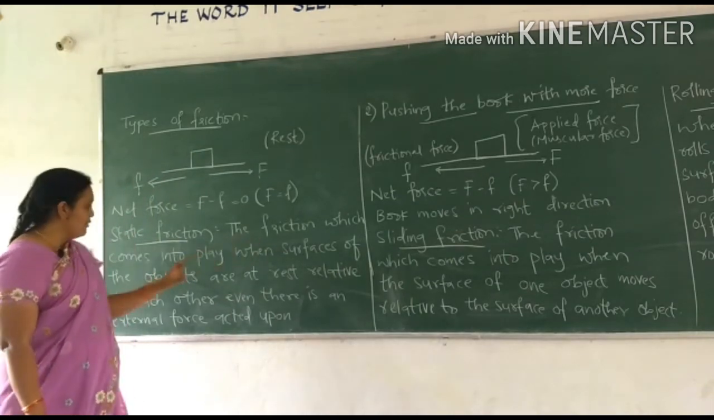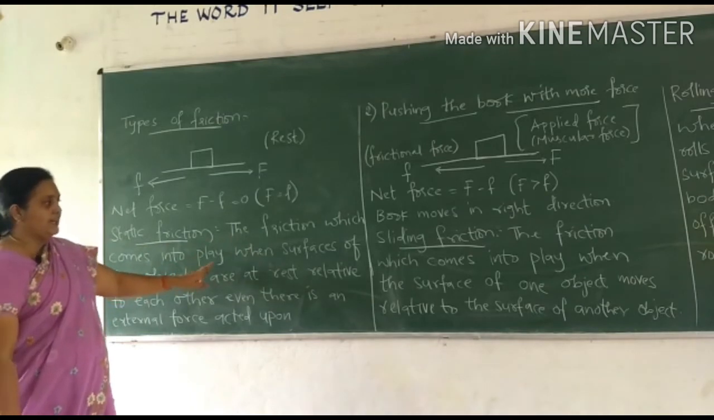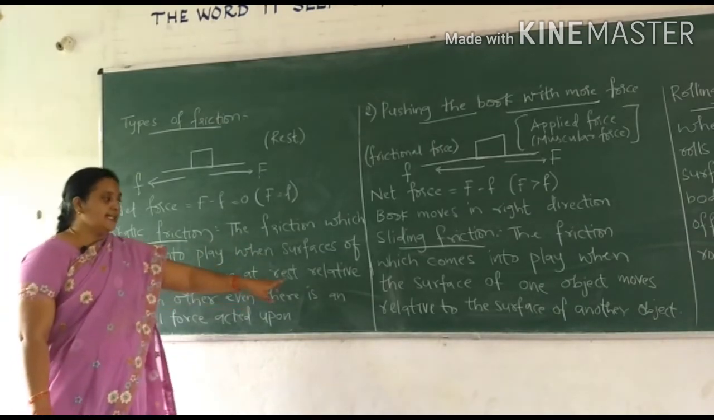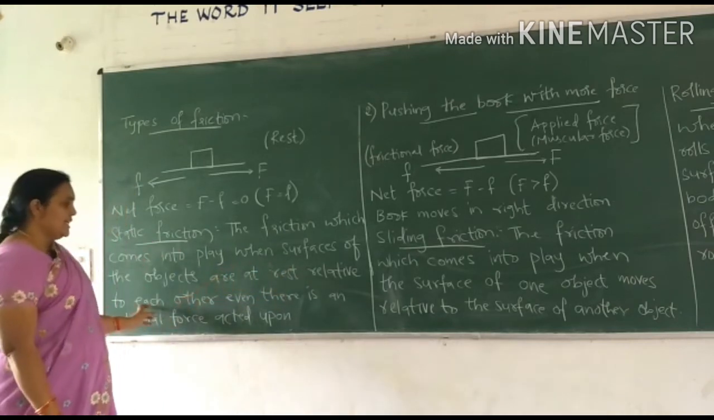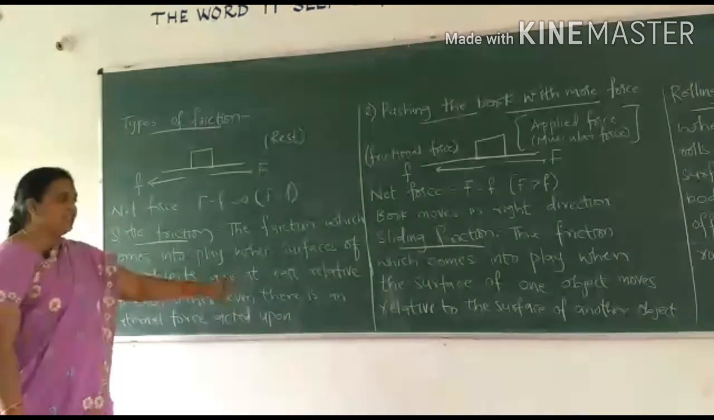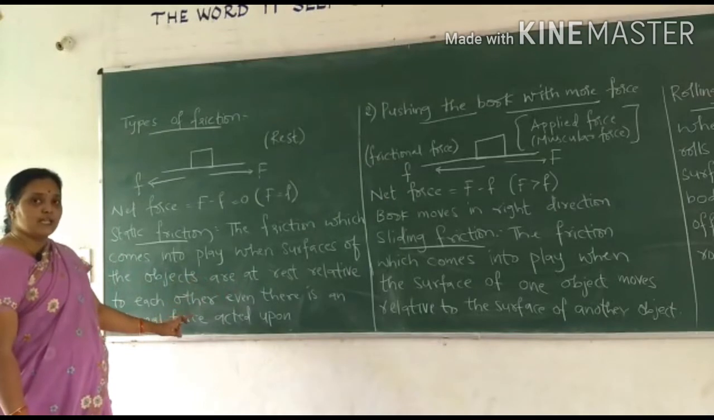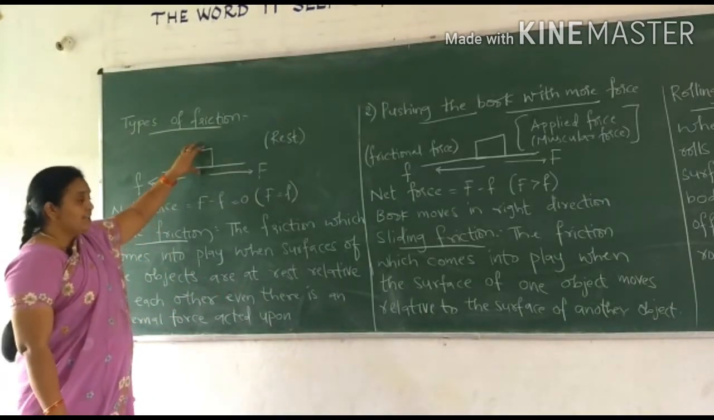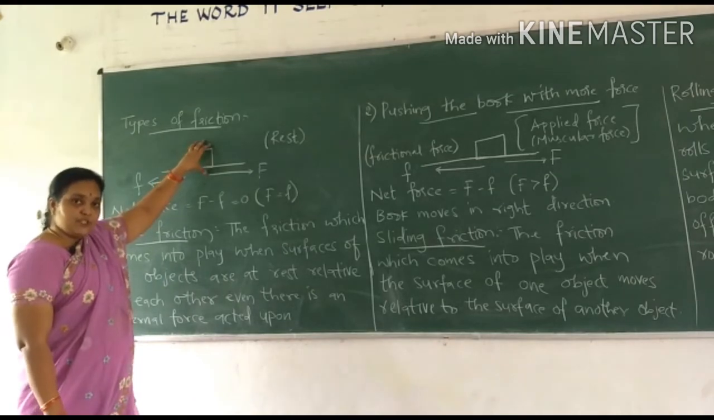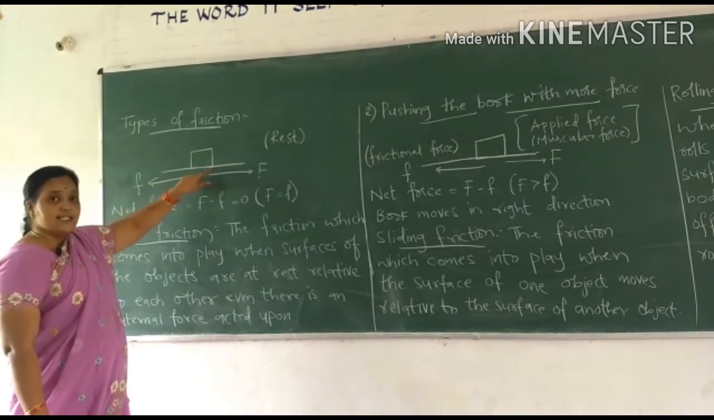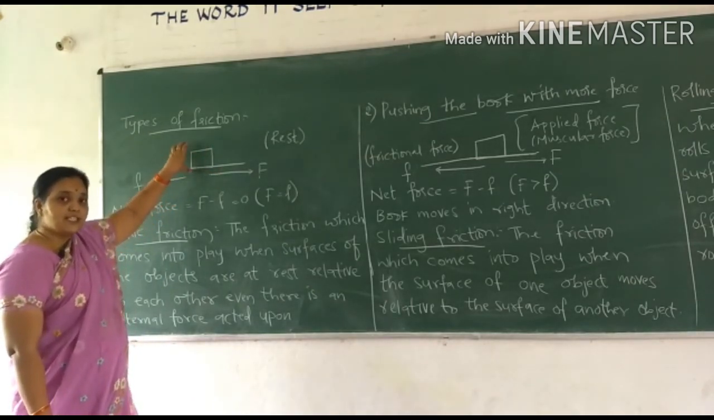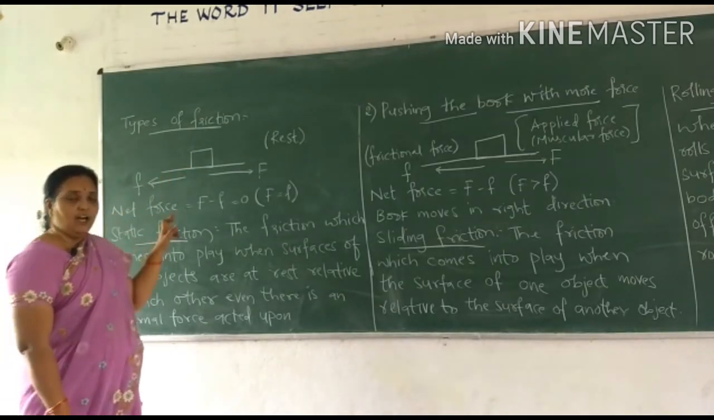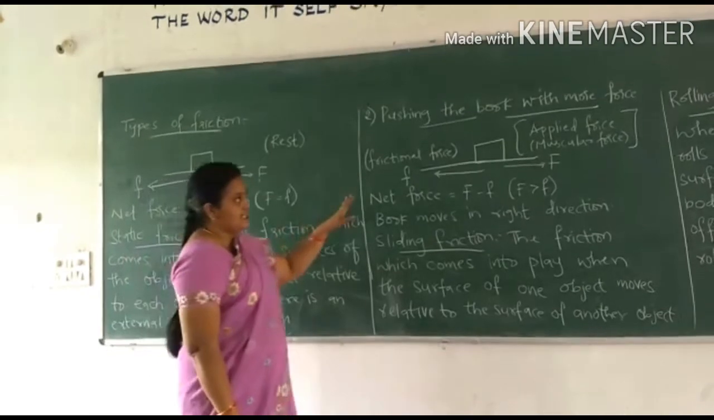So static friction is the frictional force which comes into play when the surfaces of the objects are at rest relative to each other, even when some external force is applied. So when the force is applied, if the book is in the rest position relative to the surface of the table, such frictional force is called static frictional force. Now we will see the other situation.